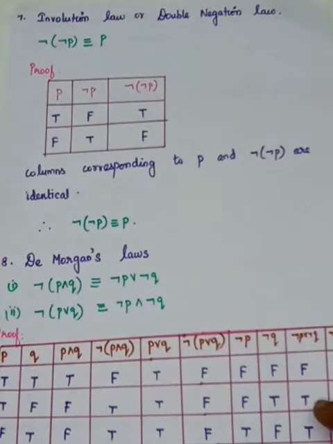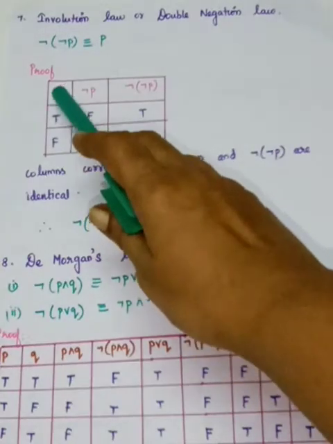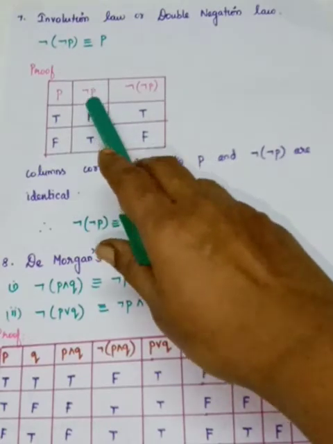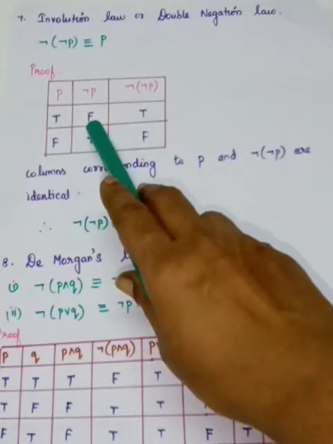The next one is the involution law, or the double negation law. So negation of negation P is equivalent to P. P is here, and its negation. For this negation, what you have to do? If negation, you have to write the opposite.